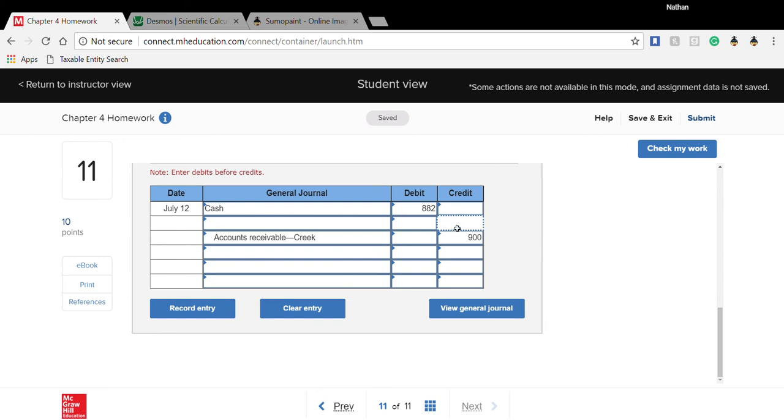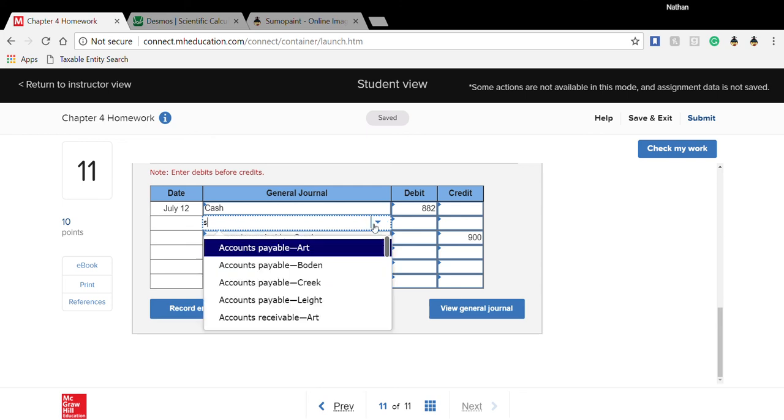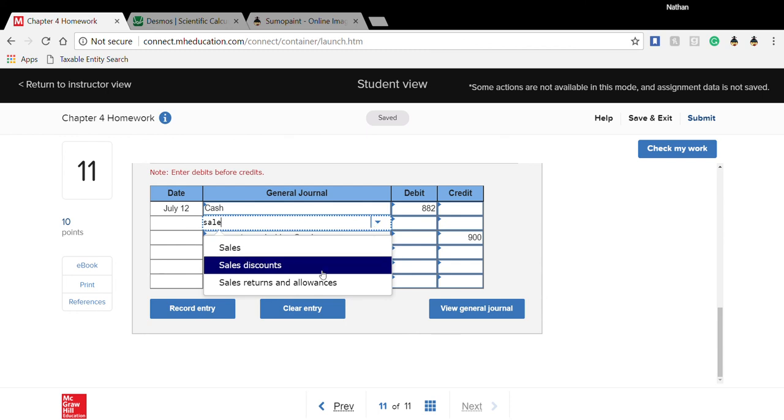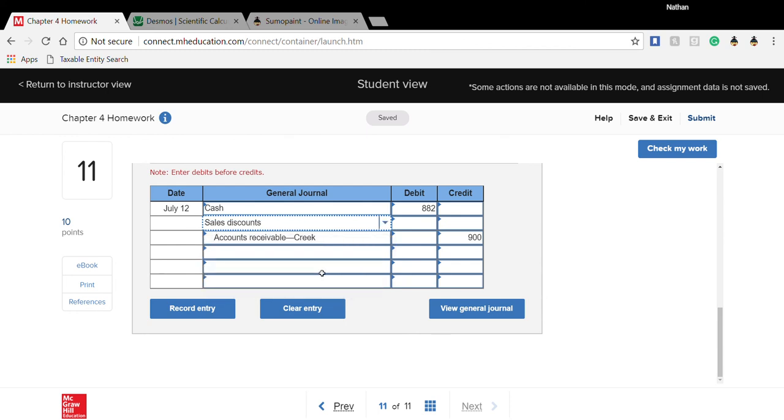So, with that being said, again, we have the blank account. Since we sold this one and we received the discount, we have sales discount. And again, it's going to be the difference between the two. If we want to do it real quick, I bet it's just 18 bucks. Boom. And there we go.